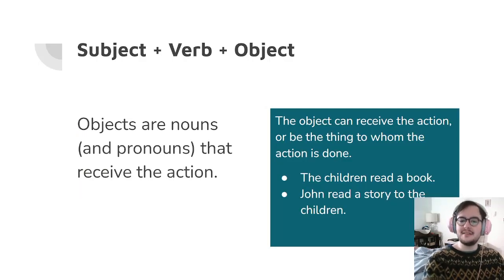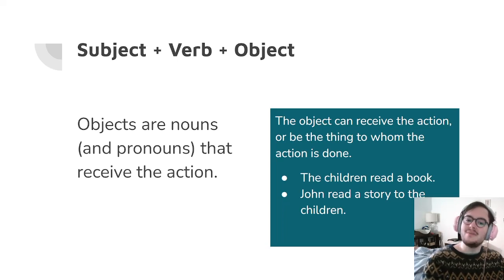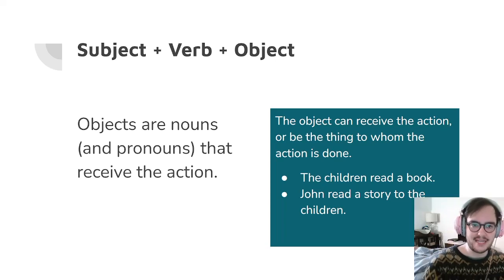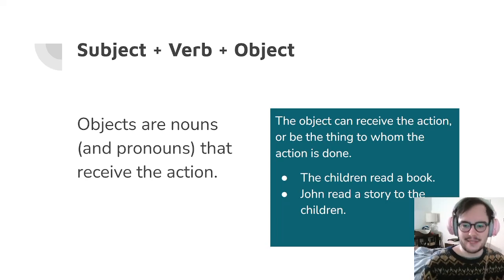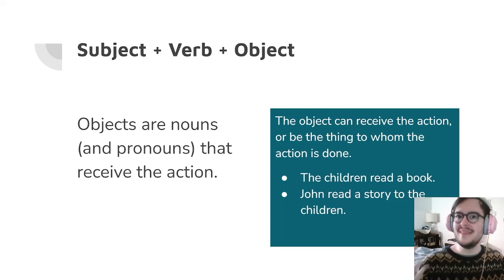Now, objects are nouns or pronouns that receive the action. So object, that is the new piece we're adding here. We have the subject, the verb or the predicate, and the object. Now the object can receive the action or be the thing to whom the action is done. For instance, the children read a book. John read a story to the children. Okay, so this is what the verb is happening to, whom the action is done.